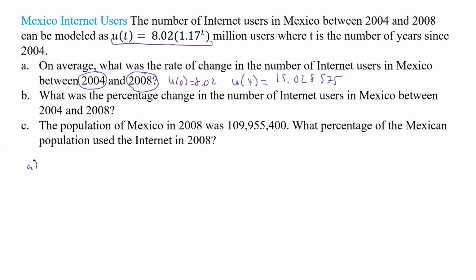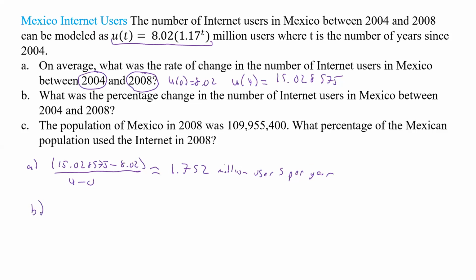And so for A, what we did was 15.028575 minus 8.02 divided by 4 minus 0, and we found that was approximately 1.752. And what are our units? Million users per year, because we were doing years. So that's what part A is. On average, what was the average rate of change? And so that's our AROC for the first one.